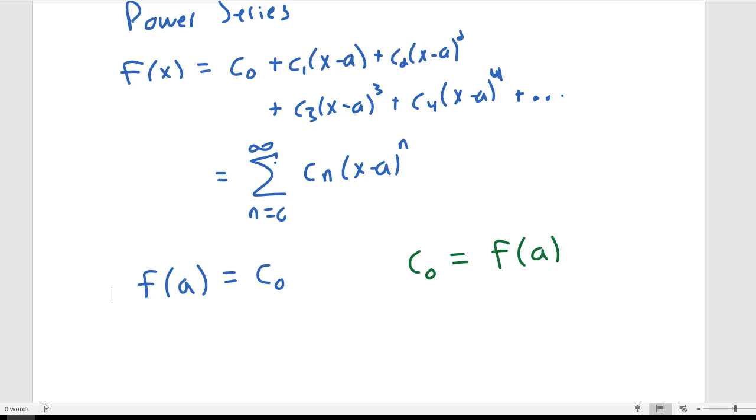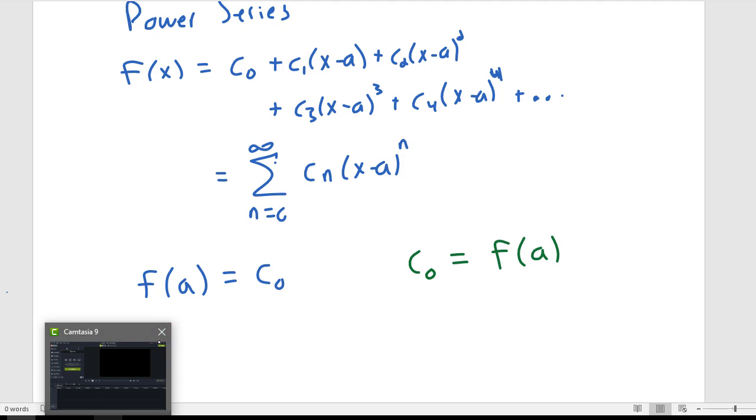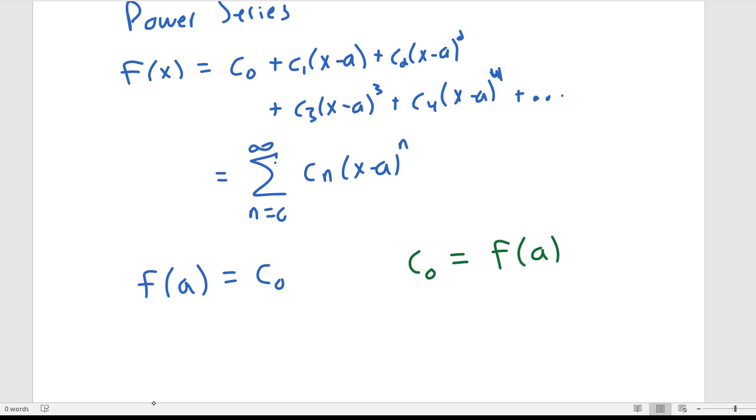All right, so how would we find the next coefficient? How would we find c1? What we're actually going to do then is take the derivative and set it equal to the derivative of that polynomial. So what we're going to have is f prime at a. So first of all, let me come back for a second. What is f prime at x for my series?